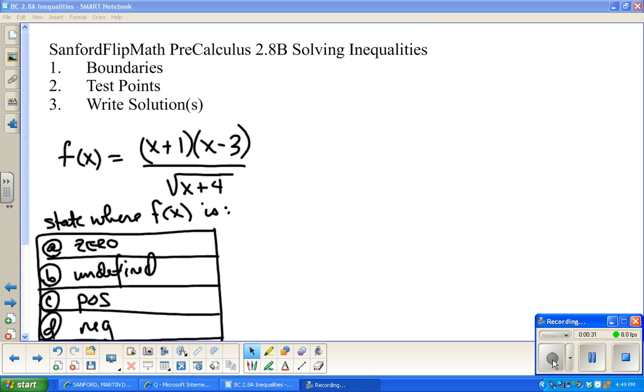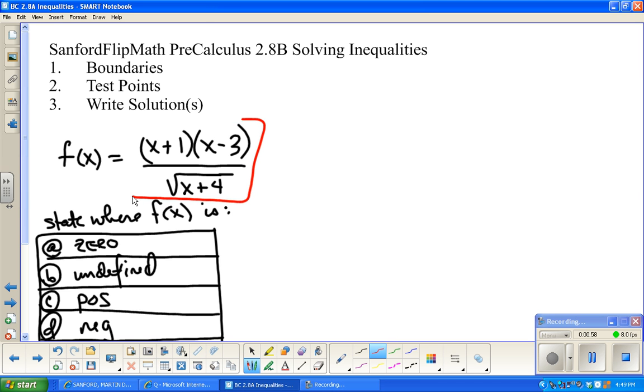This video is basically 3 examples, and there are 2 types. One kind of example is where I ask you for specific intervals or chunks of values where the function is 0, undefined, positive or negative, or I may or may not ask about undefined depending on if there's a denominator or a square root. The other option is that this whole fraction may be less than 0 or less than or equal to 0, or something similar. All right, so the process is first find the boundaries.